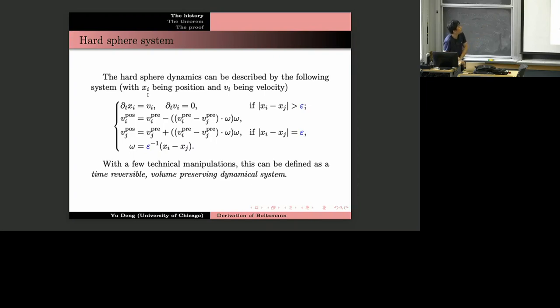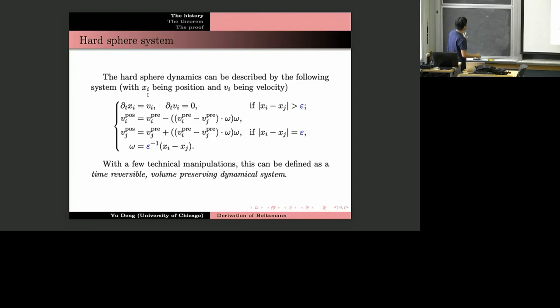It can be described by the following system. So x_i, x_j are the positions of the centers of the balls. If the distance between x_i and x_j is bigger than epsilon, that means the particles are not touching each other. So you have this x_i and x_j, the distance is bigger than epsilon, and they are moving linearly. When they touch each other, if x_i minus x_j is equal to epsilon, then they are going to collide. Okay, and the collision rule is given by this very simple, elementary expression. Essentially, it means that if the collision is a grazing collision, which means the relative velocity is perpendicular to the line connecting the centers, then the velocities do not change.